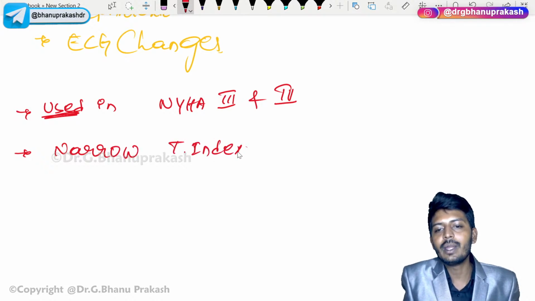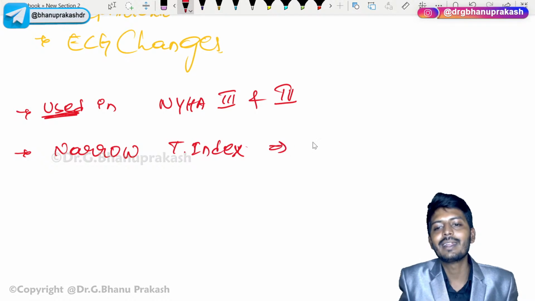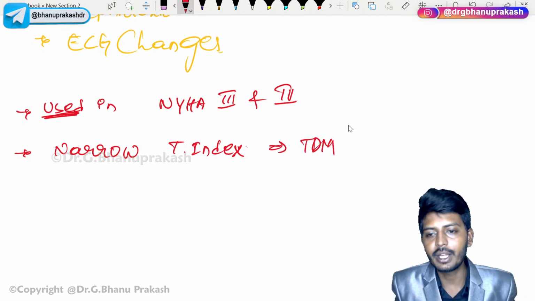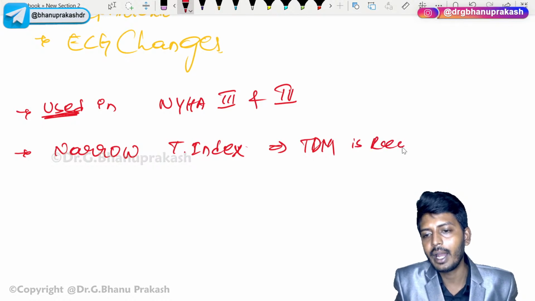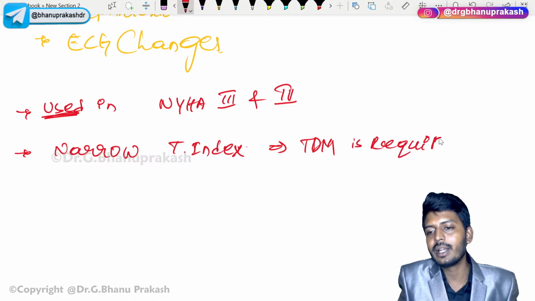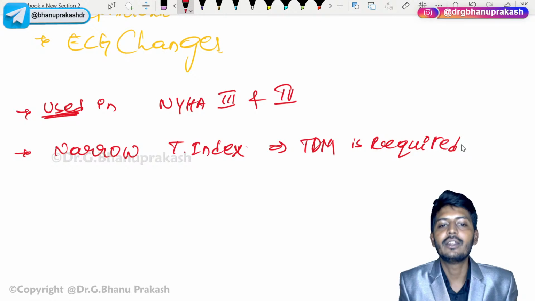Since it has a narrow therapeutic index, we must mandatorily do, what is that? TDM. This is also a very important point. Therapeutic drug monitoring is required. So this is one more important disadvantage related to digoxin.